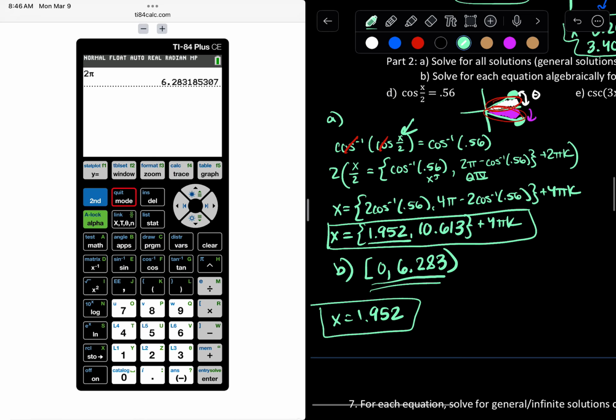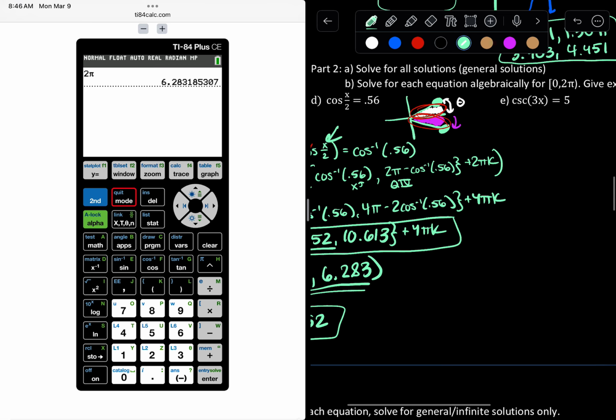So this is a great example. Anytime you're solving for restricted domain problems, you should always solve for your general solution first, and then figure out how many solutions you have from 0 to 2 pi. Don't just ignore the repetition of these trig expressions, because if there's a horizontal compression, you're going to have more solutions than you see in the curvy brackets.